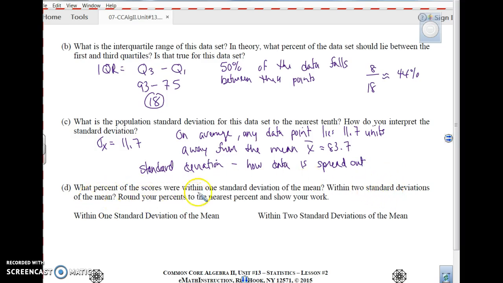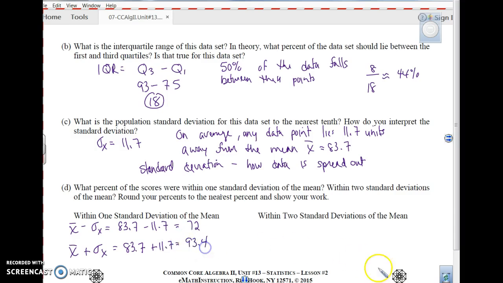Okay, so what percent of the scores were within 1 standard deviation of the mean and within 2 standard deviations of the mean? All right, so basically what we want to look at is how far away from the mean 1 standard deviation is on either side. If I take the mean minus 1 standard deviation, I end up with 83.7 minus 11.7, which is 72. Okay, and if I do the mean plus 1 standard deviation, I get 83.7 plus 11.7, which is 93.4.